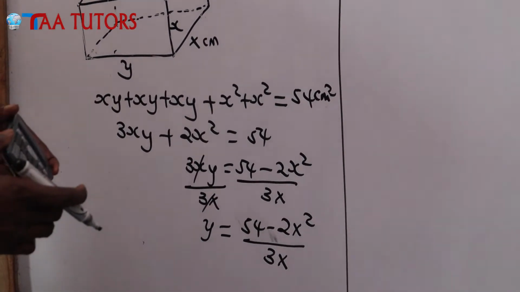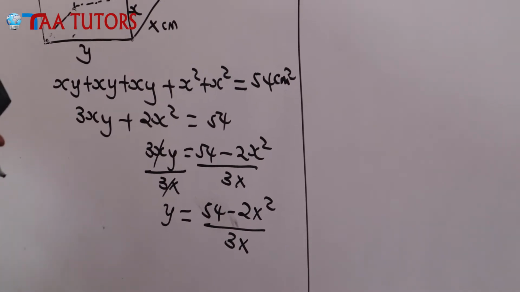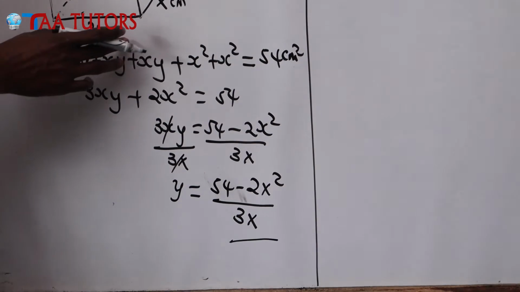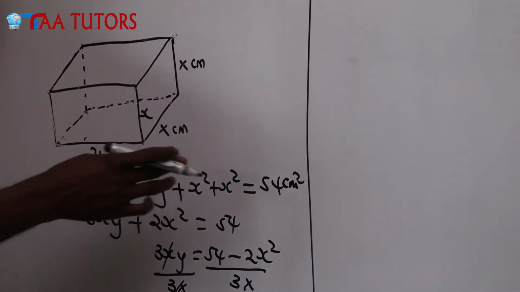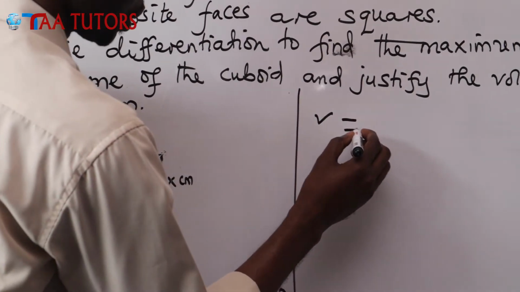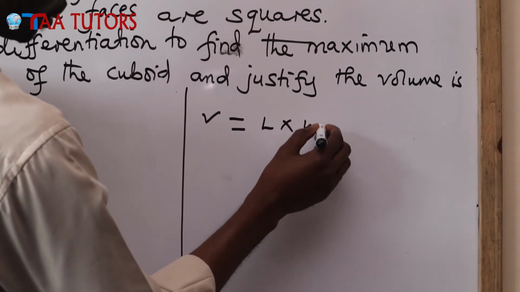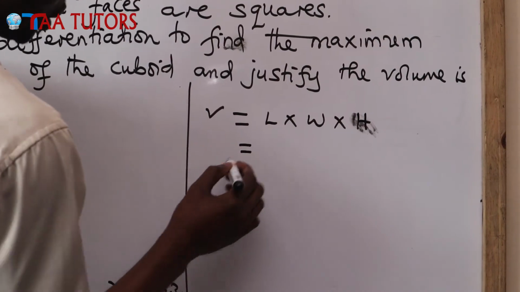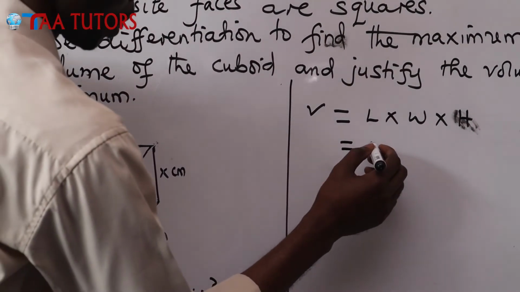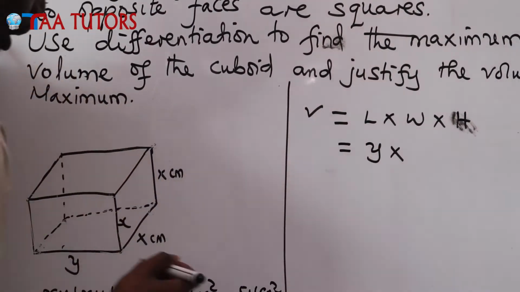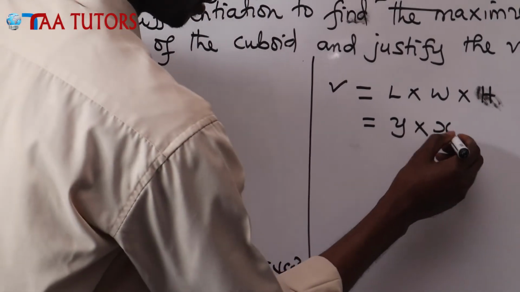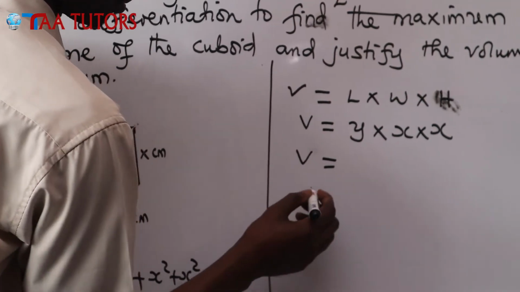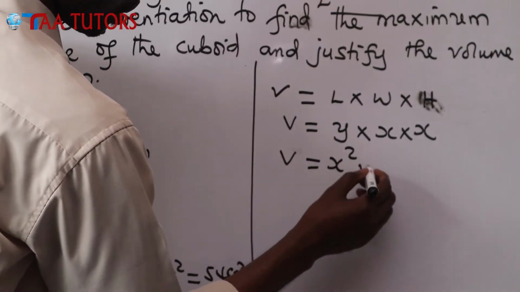That is what we have as y. So when we have this one as y, and we need to get the volume V of this cuboid, volume is length times width times height, and we know that in this case length is given as y, so we'll say y times x times x, that will give us volume. So V here equals x squared y.